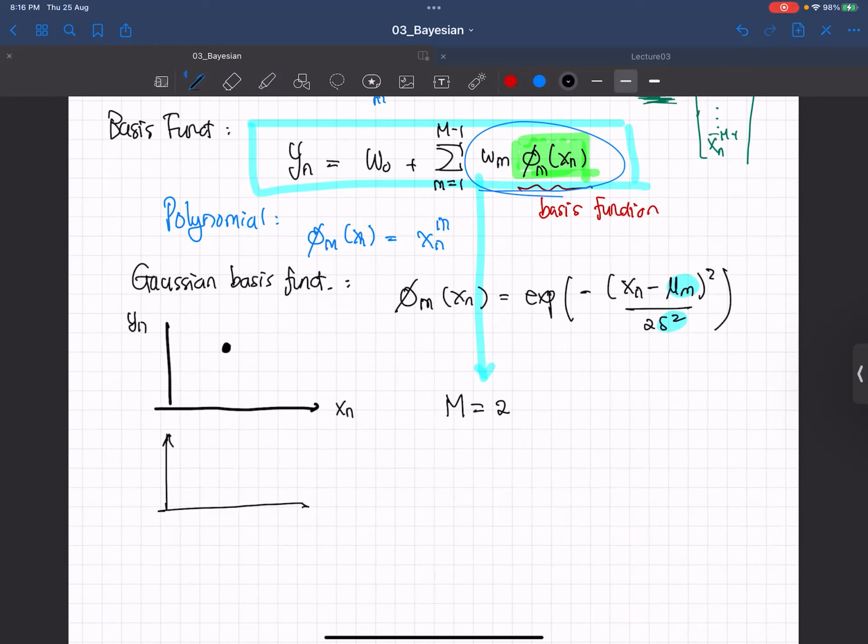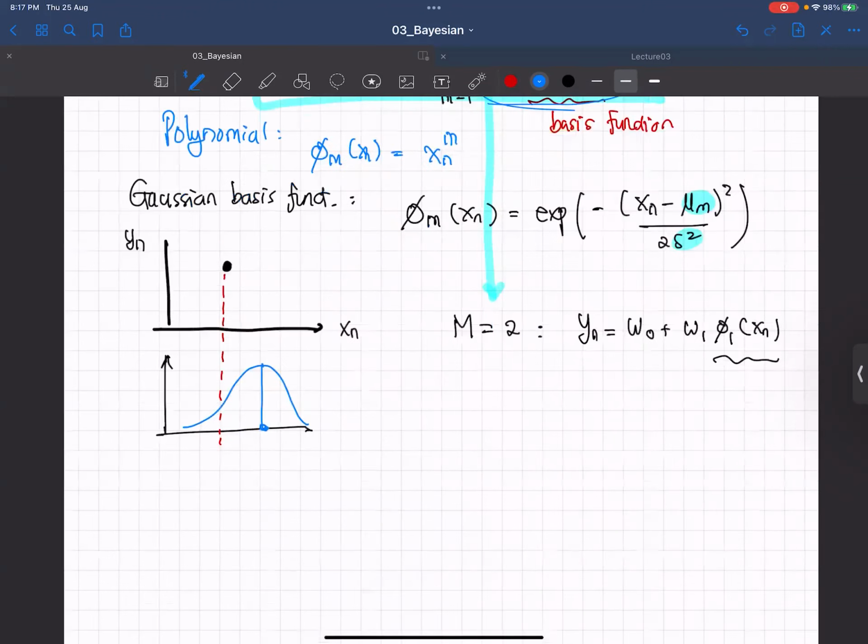So in this case, where m equals 2, you have yn equal to w0 plus w1 phi1 of xn, correct? You only have one support of phi. This phi here is a Gaussian function. It means you will have a Gaussian function there, maybe not like that, maybe something like this, not that far from the point. So this one is your point. And what is the value here? Anyone? What is the value of the blue dots? It's mu n. Yeah, in this case, mu1.